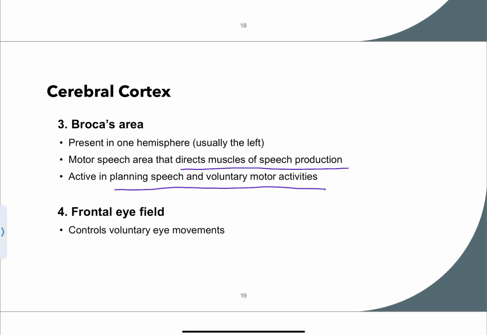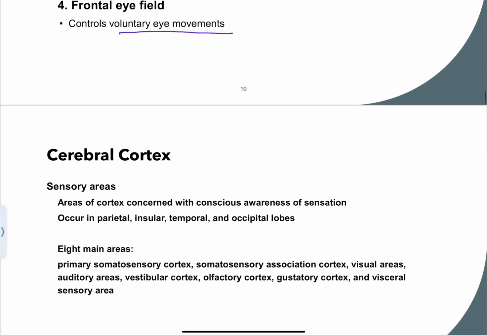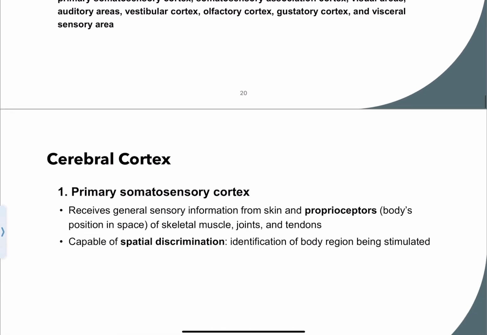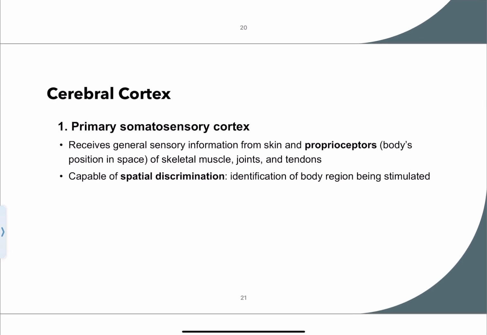Our fourth area, if we're talking about the motor cortex, is going to be our frontal eye field. And again, we're talking about voluntary movement, so it's going to control our voluntary eye movements. So those were our four motor areas. Now we're moving on to our sensory areas. There are a lot more sensory areas than there are motor areas. So we have 8 specific sensory areas that we're going to cover.